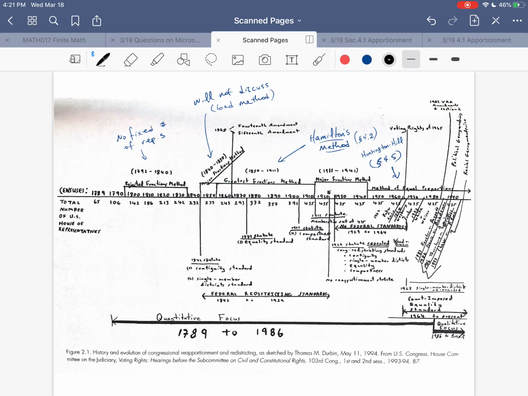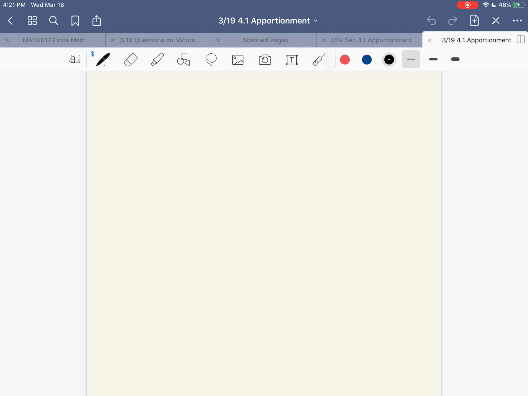In particular, we will focus on two methods: Hamilton's method, which my book writes down as the greatest fractions method, and the Huntington-Hill method. But these will be coming later. This video will just be some basics of apportionment. What is it? What are we talking about? What vocabulary do we need to know? So, let's start off. Chapter 4, Apportionment.